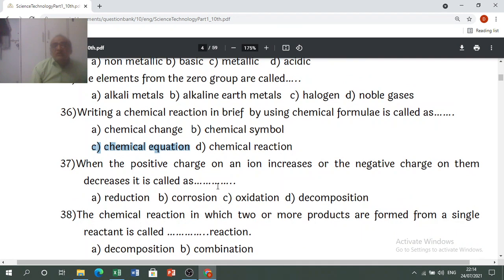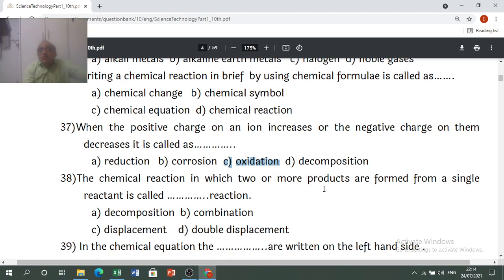When the positive charge of an ion increases or the negative charge decreases, it is called oxidation. Positive charge increases and negative charge decreases, that is, it loses electrons. That is oxidation. The chemical reaction in which two or more products are formed from a single reactant is called a decomposition reaction.